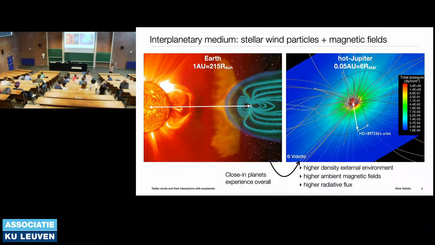And if you compare the environment at this planet here versus the environment of this closer planet, you see that the stellar wind is a lot denser here. The ambient magnetic field is a lot higher. And the planet also receives a higher radiative flux. Remember, flux decays with 1 over r squared. So the second lesson is that close-in planets experience overall a much harsher environment from their stars.